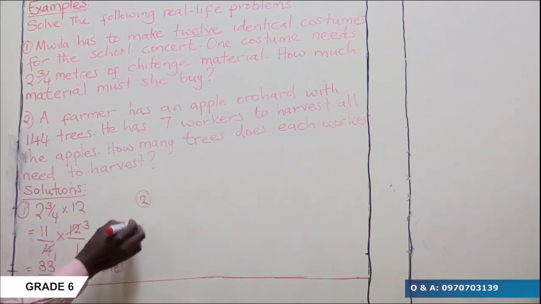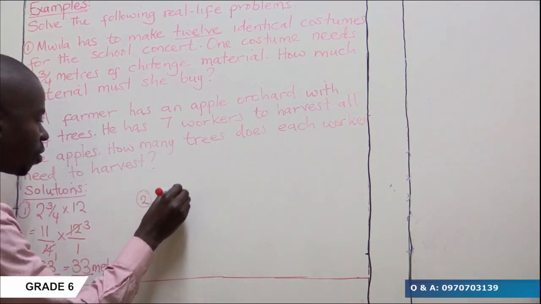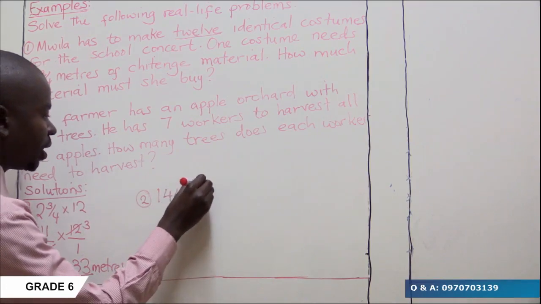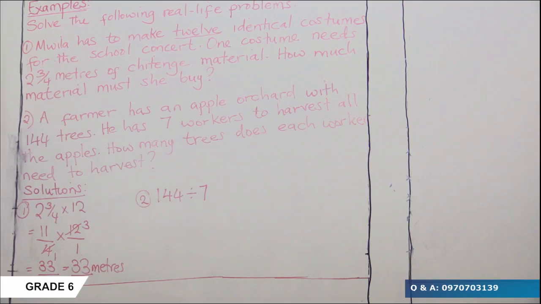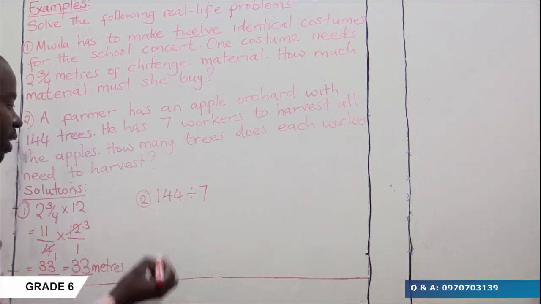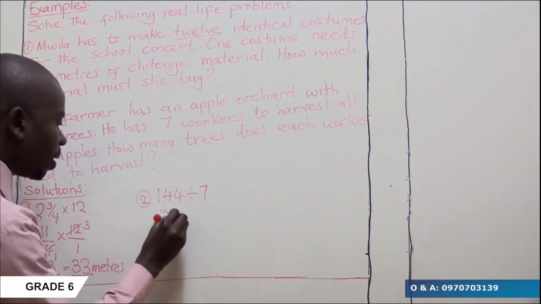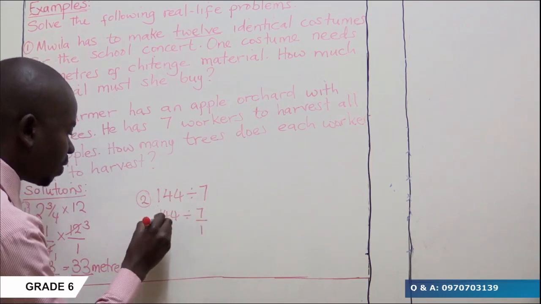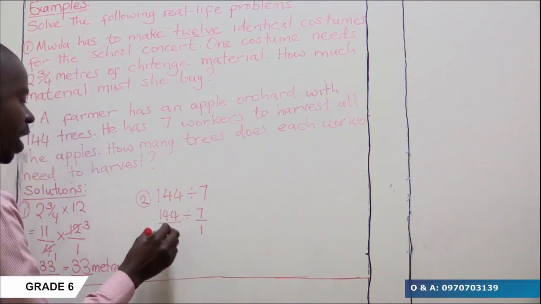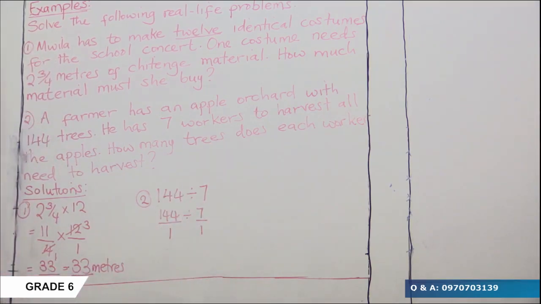Boys and girls, for question 2, we are going to divide. So write 144 divided by 7. You can write it as 144 over 1 divided by 7 over 1, even this side over 1. Why are we writing over 1 on both sides? Because both of them are whole numbers.